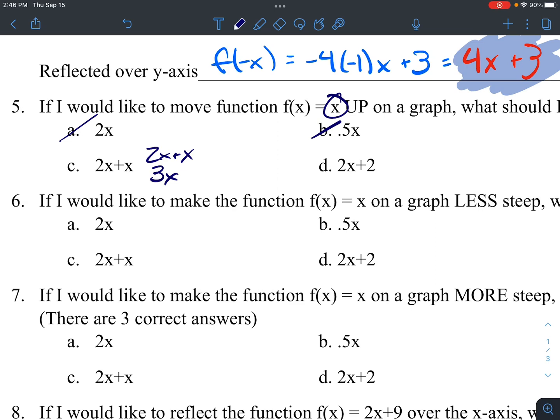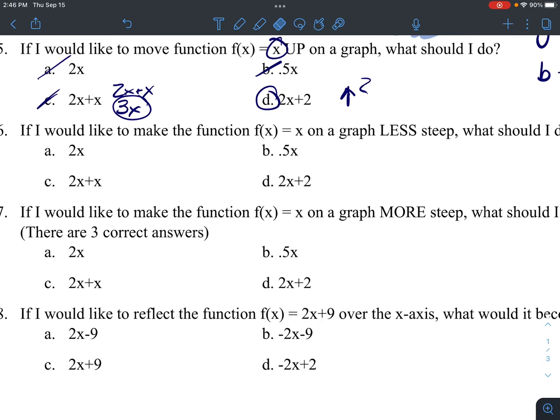Imagine this. I have 3 oranges and Mr. Finelli has an orange. How many oranges do we have altogether? 3 oranges. So this then has no b. So this is our answer. It is going up 2 because we got a positive 2.